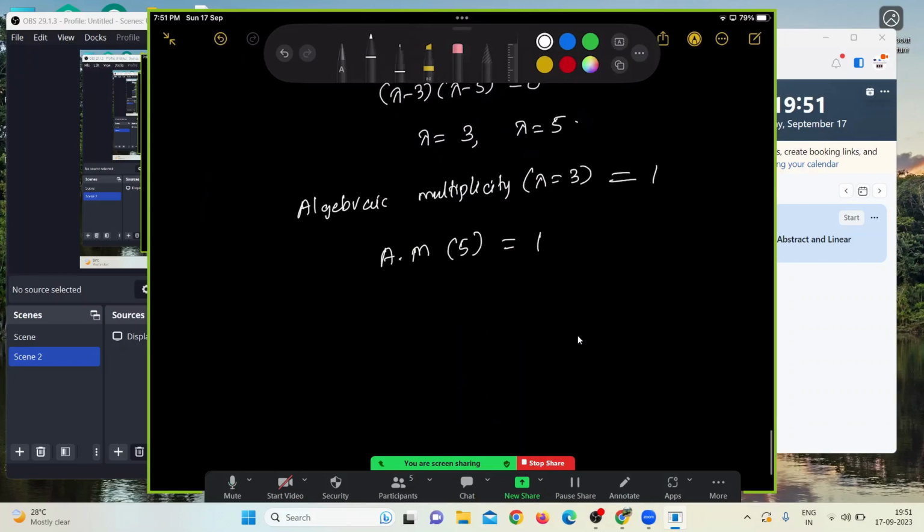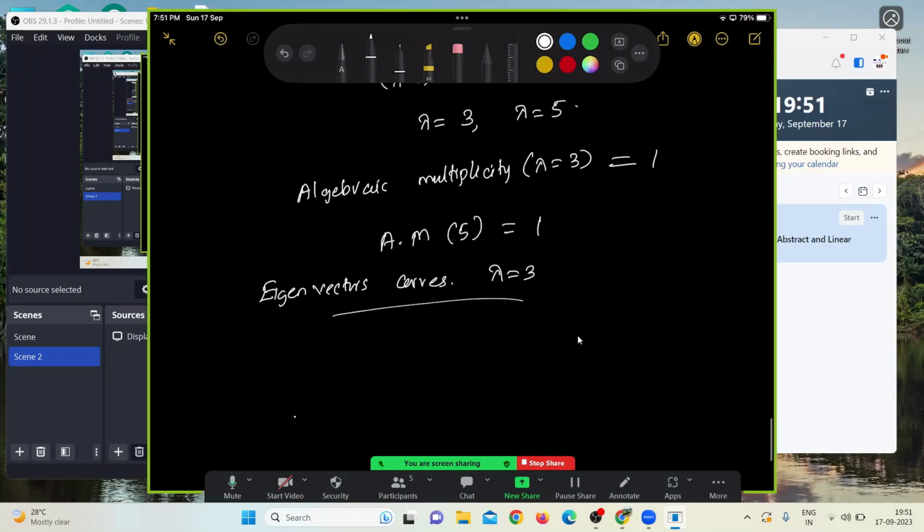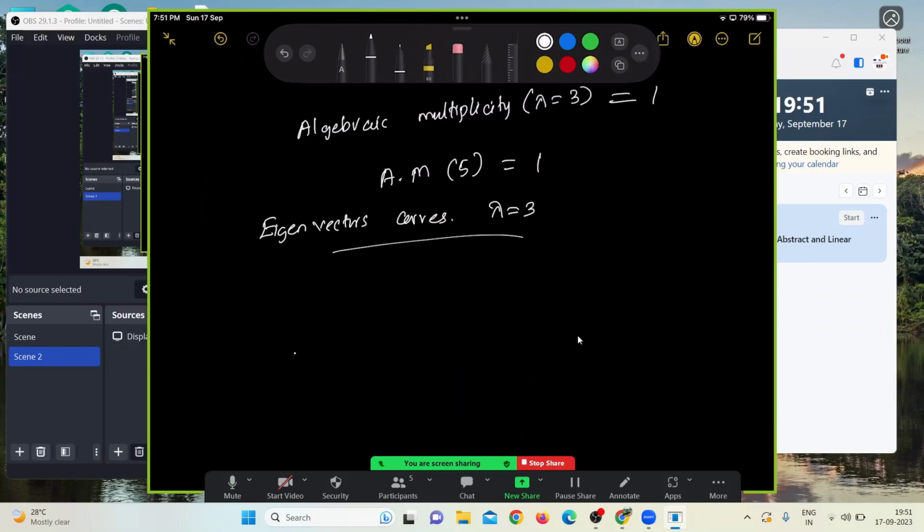Now we will find the eigenvectors corresponding to lambda equal to 3 and lambda equal to 5. So first we will start with the eigenvector corresponding to lambda equal to 3. So we need a non-zero x such that Ax equal to lambda x. Then such an x is said to be the eigenvector corresponding to lambda equal to 3. Otherwise, what we can write? A minus lambda x equal to 0.